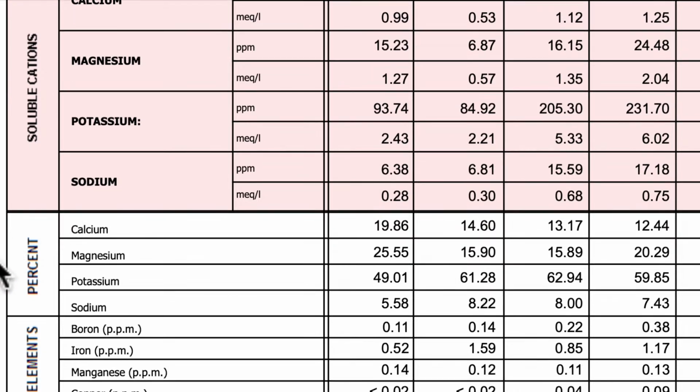Down here, we've got the percent, which is a different test. They use different terminology, but for all intents and purposes, this is the same concept of the balance of calcium, magnesium, potassium, and sodium. On this test, we're maybe looking for somewhere between 60 and 65 for calcium, somewhere around 20 for magnesium, somewhere in the teens for potassium.